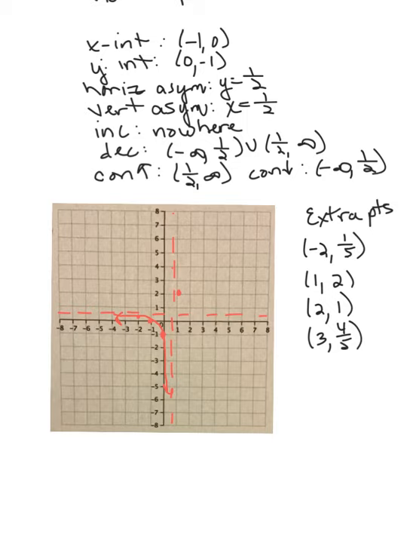We have a point at 2, 1. And we have a point at 3, 4/5. So it's almost at 1. So again, as you can see, we are fitting within the asymptotes. We are decreasing. And this piece is concave up, like we said that we should be.